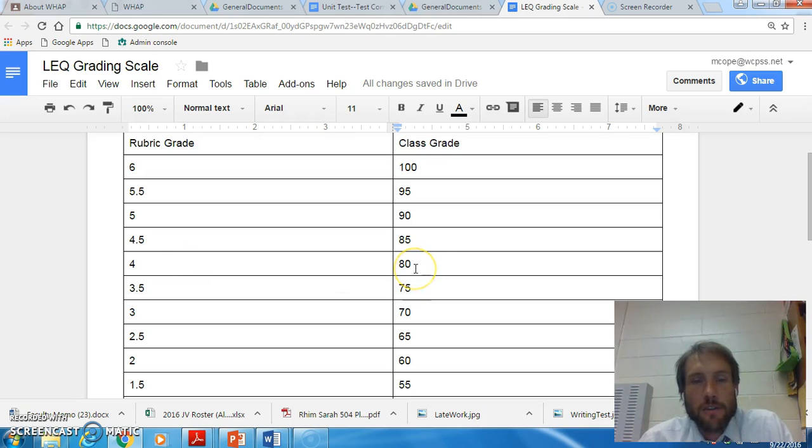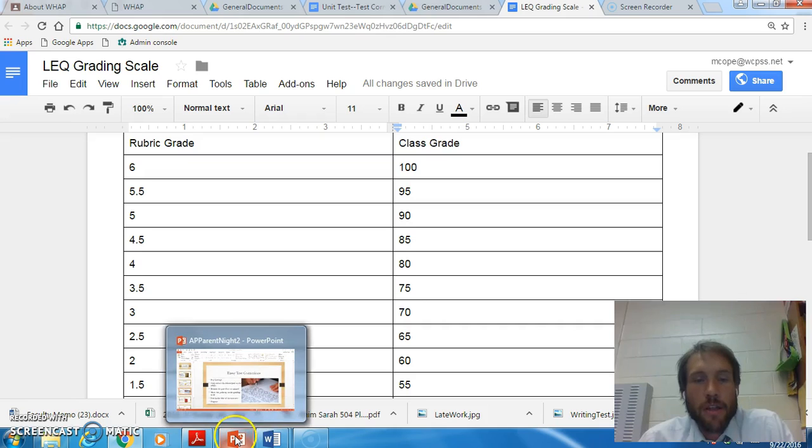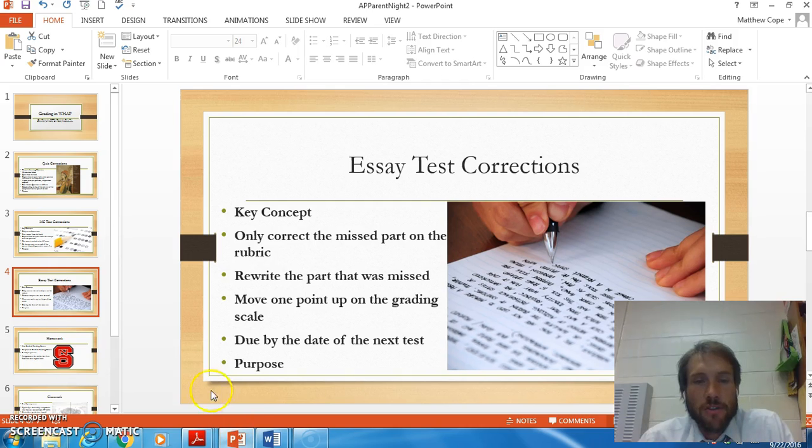So if you did test corrections on the essay, that would bump you up to an 85. If you earned a 3, that would roughly be a C, and you'd have a 70. If you did the test corrections, that would bump you up to a 75. So you can see that you're going to bump up by 5 percentage points for doing all of these corrections. And this is an all or nothing thing, just like the test corrections are an all or nothing thing.